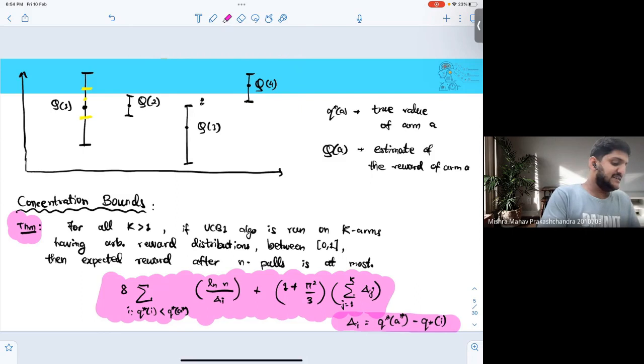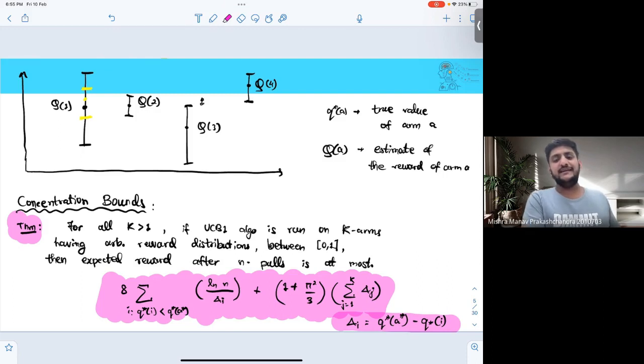So what it tells me is that this is 8 times the sum over arms where q star i is less than q star a star. Why I have taken this quantity is because there is a delta i in the denominator. My delta i is basically q star a star minus q star of i. So I'm only taking the non-optimal arms over here, because if I take the optimal arm, this quantity becomes 0. And here I don't do that because if I have a 0 in the numerator, then it's fine, right?